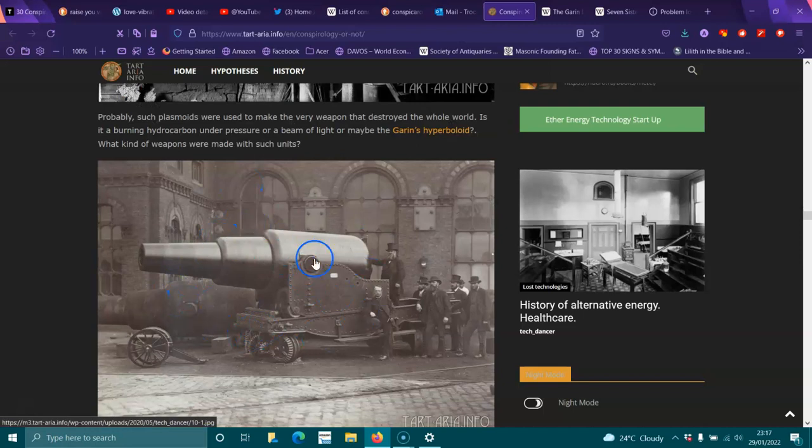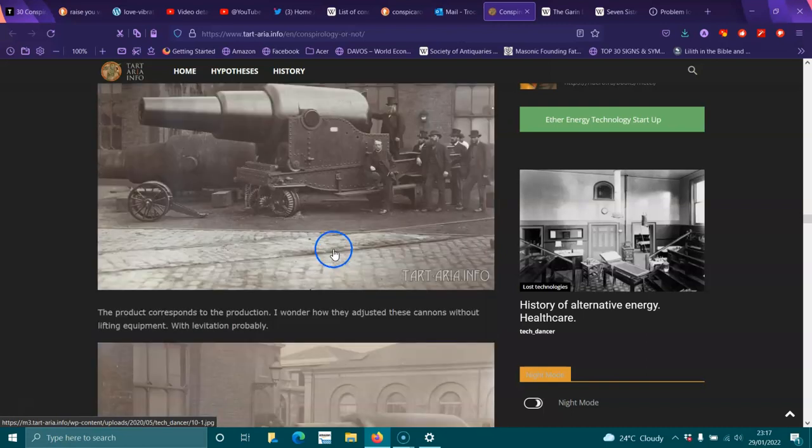You see where I'm getting at? Maybe the cannons had lenses in them. Like, we've seen videos where they were shooting air and they knocked stuff over. The product corresponds to the production. I wonder how they adjusted the cannons without lifting equipment. With levitation, probably? Because, yeah, look how heavy they are. Like, what technology apart from rails? Like, how did they move it?